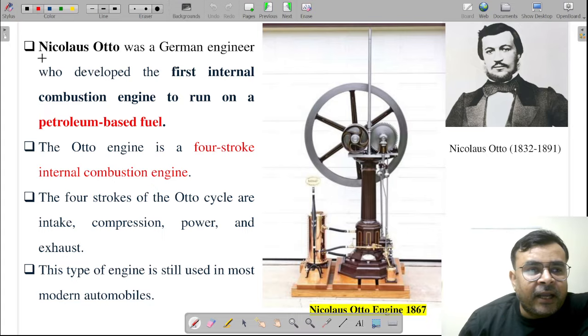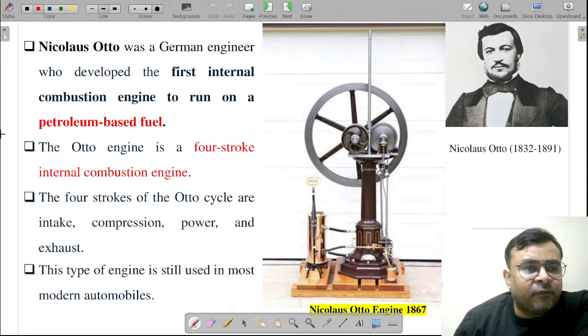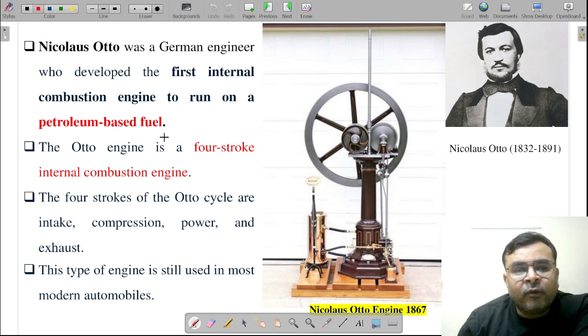Okay, and you can see Nicholas Otto. He invented the four-stroke petrol engine in 1867. This was the engine, okay, and this is the first internal combustion engine to run on petroleum-based fuel. Is it right? This is the first engine which ran on petroleum fuel, and the Otto engine is a four-stroke internal combustion engine, and the four strokes of the Otto cycle are intake, compression, power.